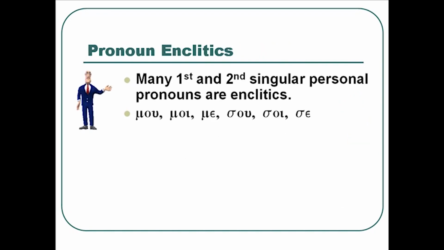Two final details to keep track of with these personal pronouns are that many of the first person and second person singular forms are enclitic, that is, they take no accent of their own. Sometimes when they don't take the accent, the word preceding will get a second accent. So if you ever see a word with two accents followed by a mou, moi, me or a sou, soi, se, it's an enclitic, and the preceding word takes a second accent. So the enclitic forms are mou, moi, me, sou, soi, se. We should just be aware of that, as they sometimes affect the preceding word. They follow the word that they go with.